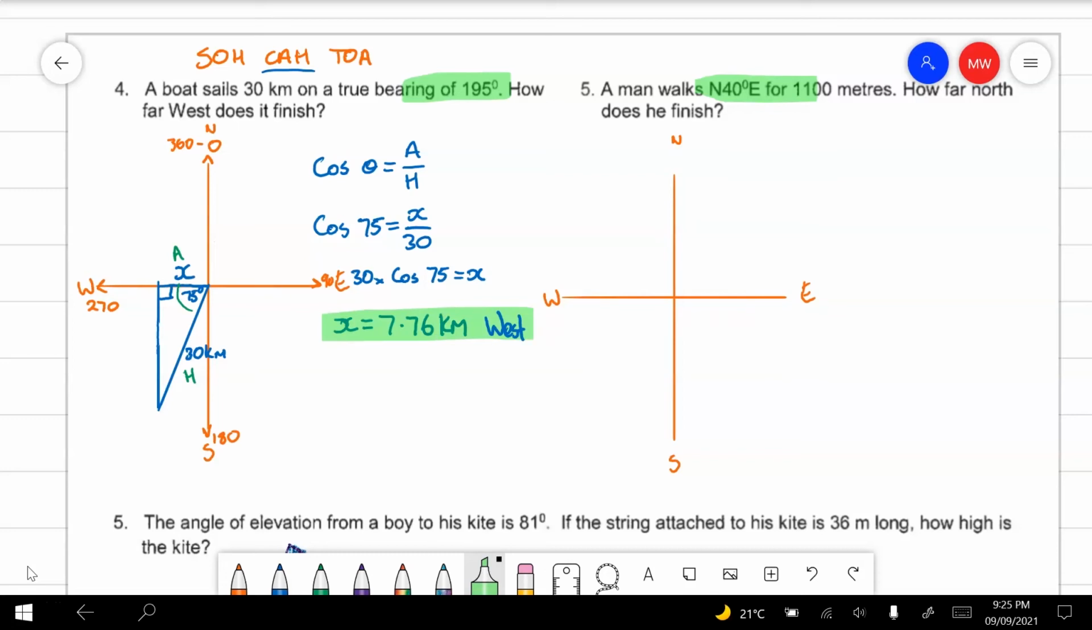Just bear in mind that if you had chosen to use the other triangle, so if you had gone this way, then this would have been 15 degrees in here, but that would have made this the subject of the equation, and that would have been the opposite and the hypotenuse. So you may have used the sine rule to get to the same answer, and that's fine as well. It's whichever one you prefer.